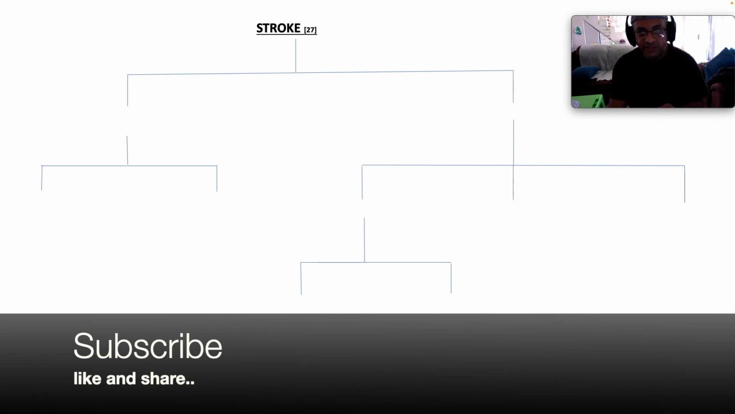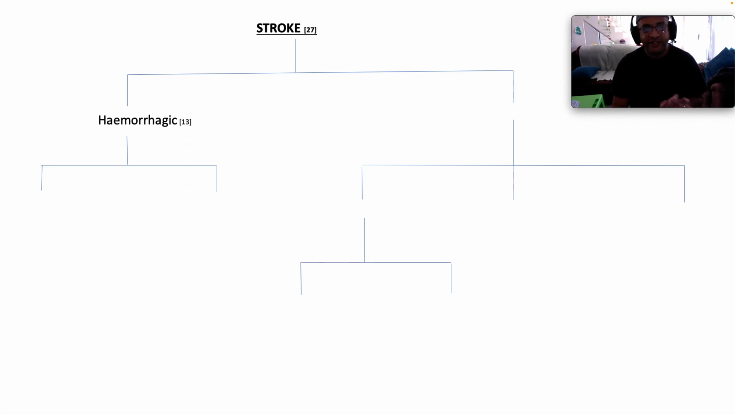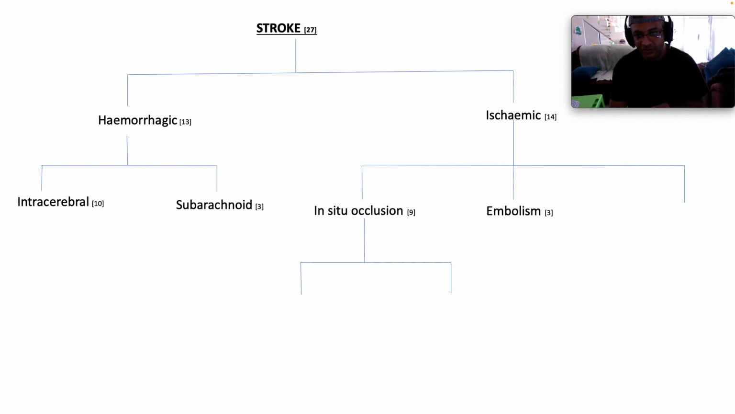Stroke. There are 27 causes of stroke, which can be categorized into hemorrhagic and ischemic etiologies. Now, stroke essentially is a vascular insult to the brain that results in permanent focal neurological deficit. Hemorrhagic is further stratified into intracerebral, there are 10 causes, and subarachnoid, there are 3 causes. Ischemic is further stratified into in situ occlusion, there are 9 causes, embolism with 3 causes, and watershed with 2 causes. In situ occlusion, we further separate into that which is large vessel and small vessel in etiology.